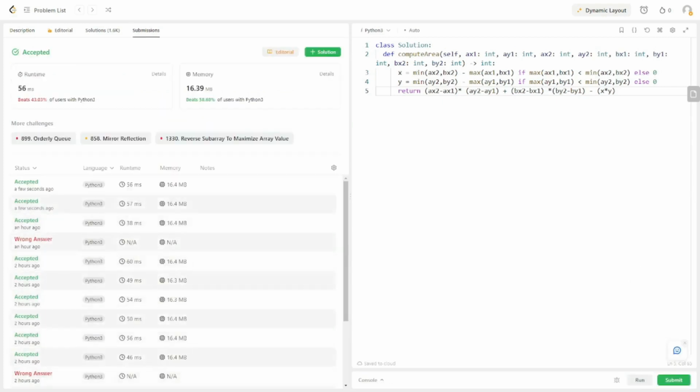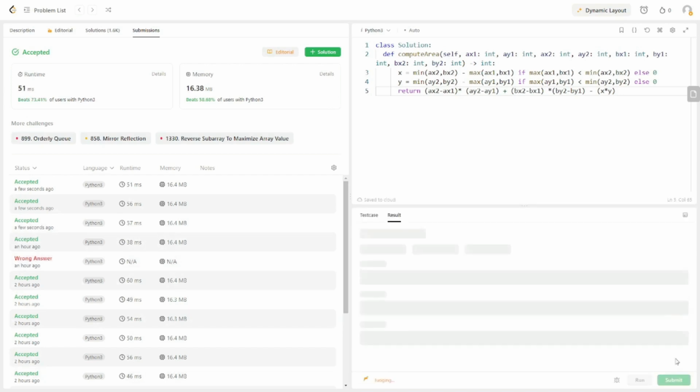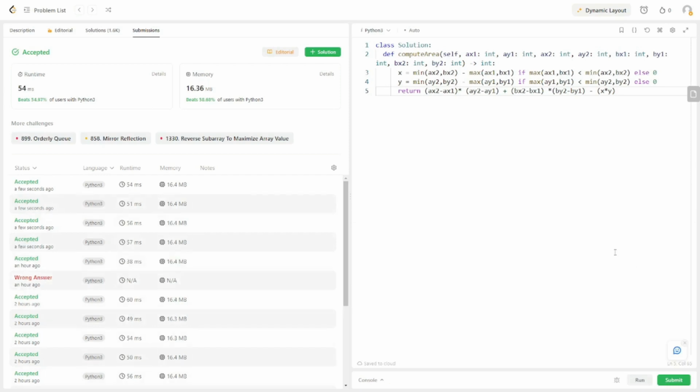Now, what is the time complexity and space complexity? The time complexity of this solution is O(1), because it only performs a constant number of operations regardless of the input size. The space complexity is also O(1) because it does not use any additional space that grows with the input size.